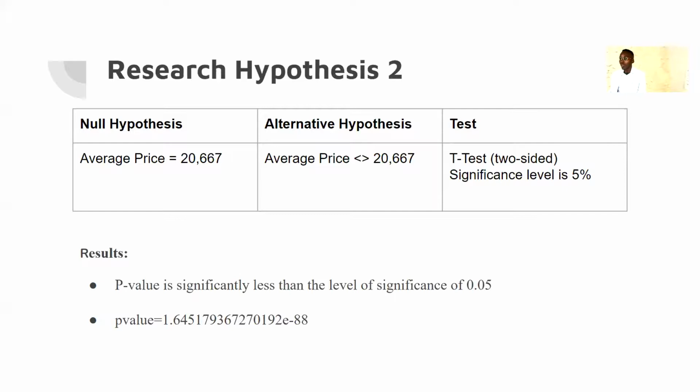Since that statement is the statement of equity, that's going to be another hypothesis. And thus our alternative hypothesis is that the average price in that given market is not equal to $20,667. The test that we're going to use is the two-sided t-test with a level of significance of 5%. Our result, as you can see, the p-value right here is significantly less than the level of significance of 5%. So that means we're going to reject Chen's claim.